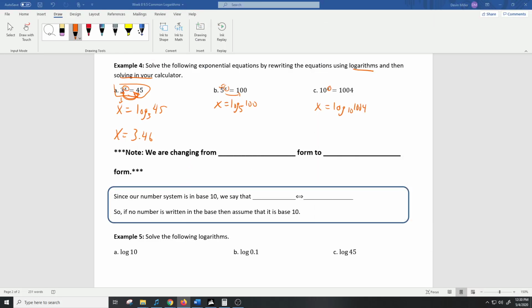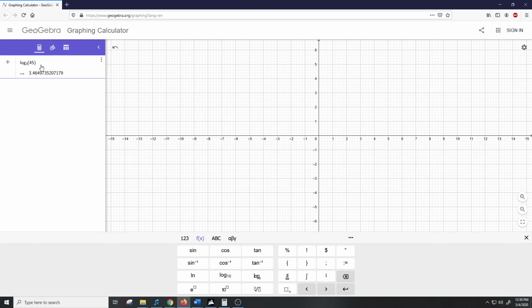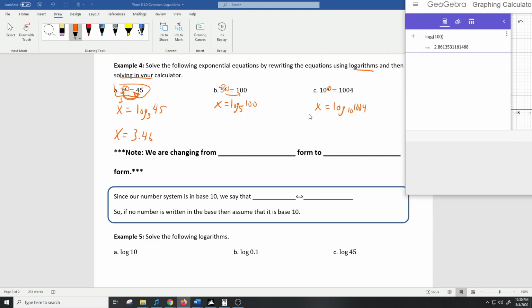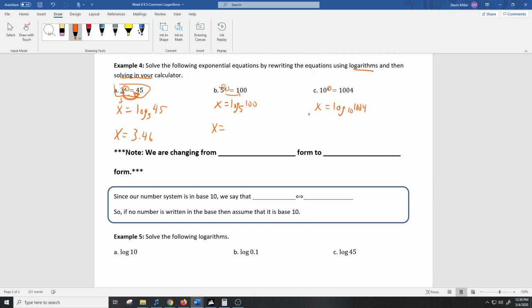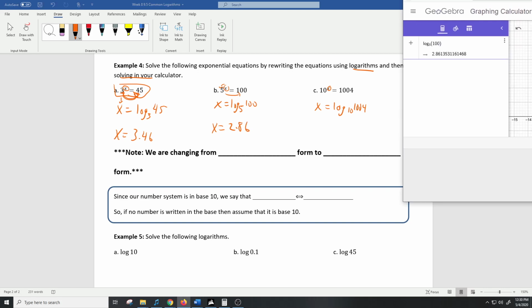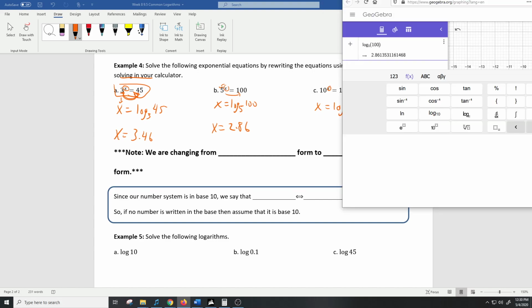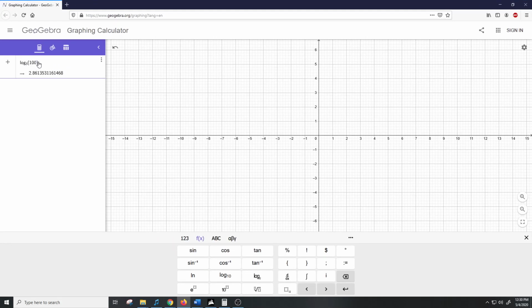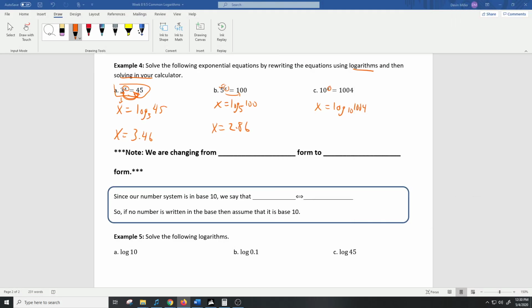The next one was log base 5 of 100. So I can just go up there, click on it, change that to a 5, and then change this to 100. That would be 2.86. And the last one, log base 10 of 1004. I already have 100 there, so I'd make it 1004 and change the base to 10. 3.0017. So I'll say 3.00.